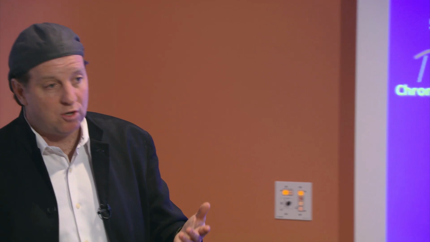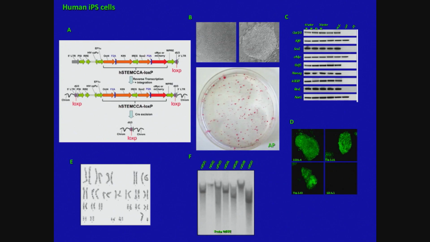The Thompson lab used 6 factors instead of 4, and they use episomal delivery. And there's some labs that are still using episomal. Anyway, we also move into the human arena. That was all mouse. We basically changed the factors from murine to human factors.